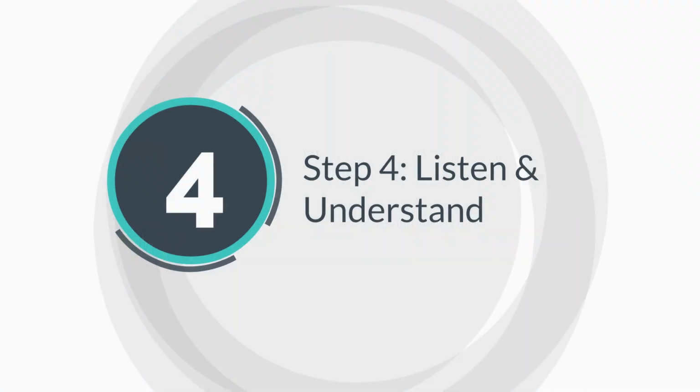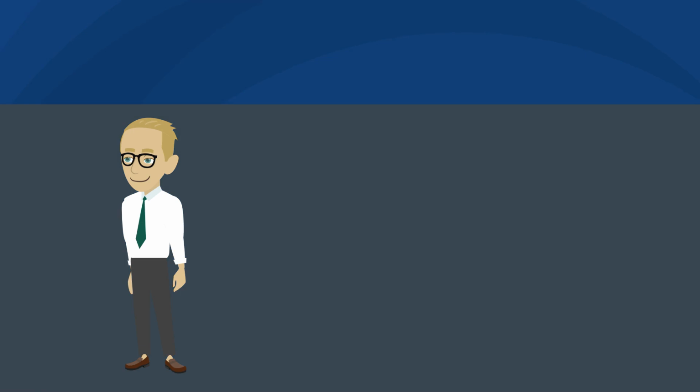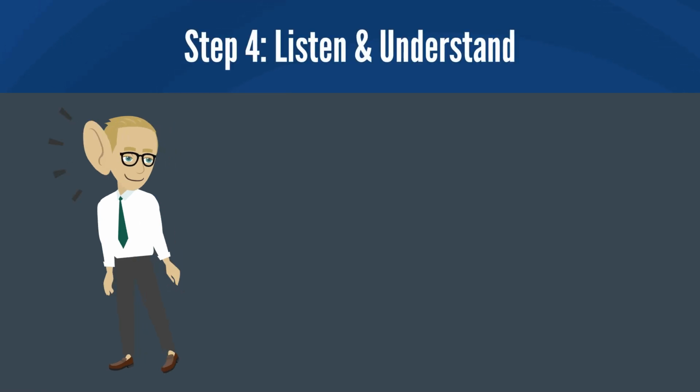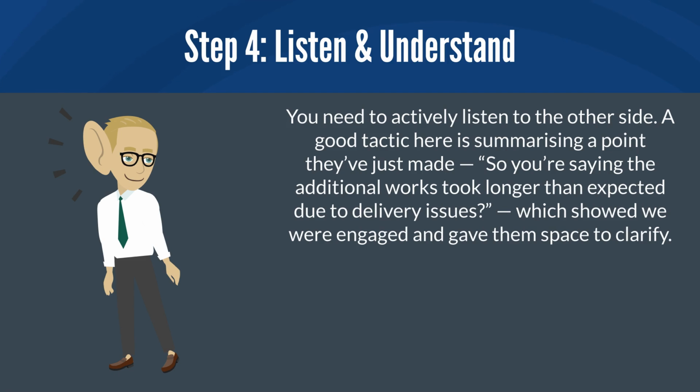Step 4. Listen and understand. Don't go into a negotiation just waiting for your turn to speak. You need to actively listen to the other side. A good tactic here is summarising a point they've just made. So you're saying the additional works took longer than expected due to delivery issues. This shows that you're engaged and gives them space to clarify.